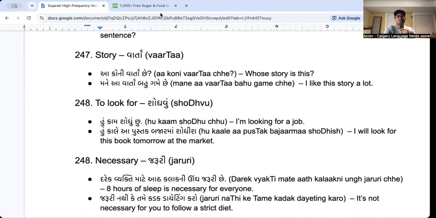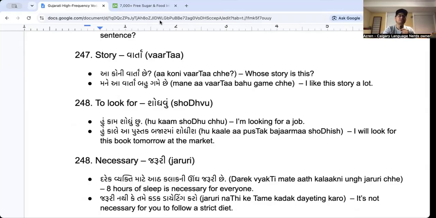If you're looking for something, you are shodvuing it. Shodvu is to look for. Another word, a synonym, by the way, is gotvu or shodvu. હું કામ શોધું છું or હું કામ ગોતું છું. I'm looking for a job. હું કાલે આ પુસ્તક બજારમાં શોધીશ. Tomorrow I will look for this book at the market.